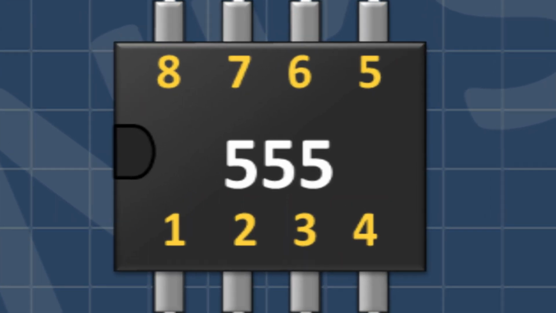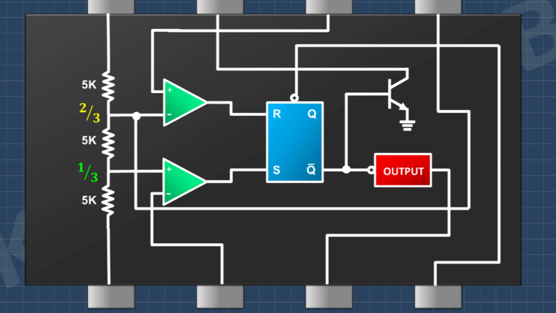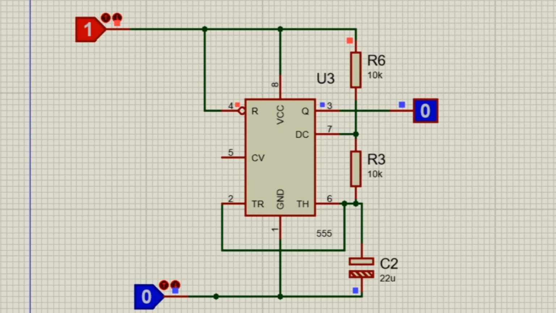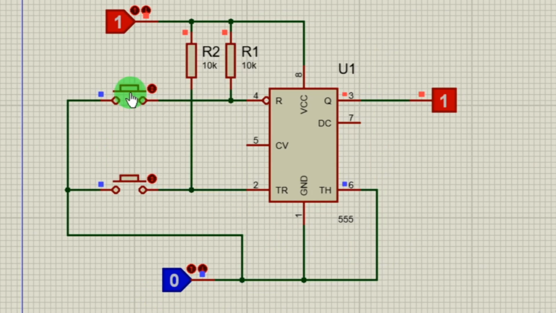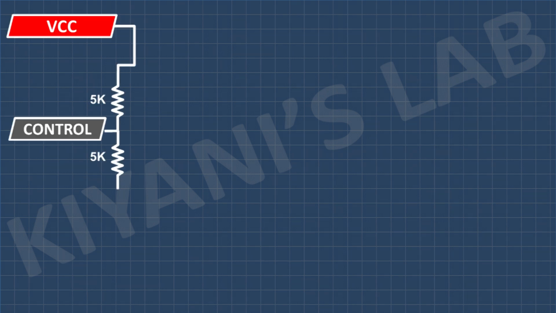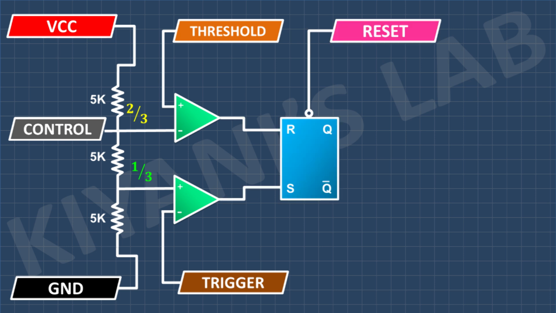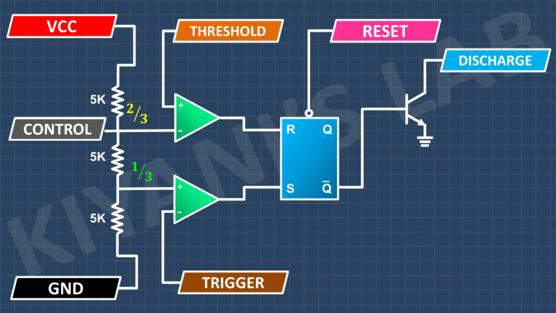The name 555 comes from the three internal 5K resistors that are used in the voltage divider circuit. These resistors create reference voltages for the two internal comparators, allowing the IC to function reliably in different modes. The internal structure of the 555 timer consists of a voltage divider with three resistors, two comparators, an SR flip-flop, a discharge transistor, and an output stage.